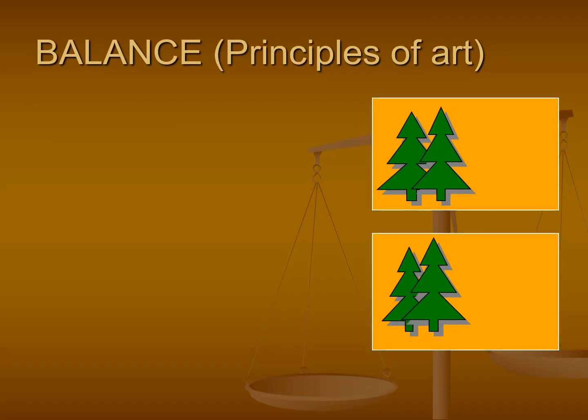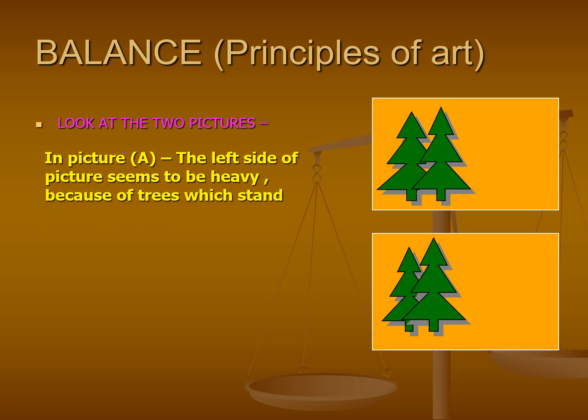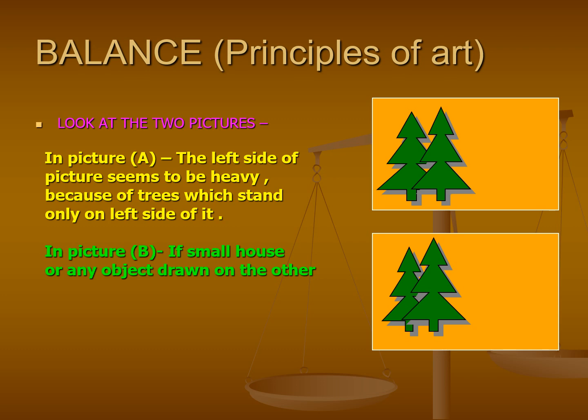Hello students. You have seen the two pictures. In picture A, the left side of the picture seems to be heavy because of trees which stand only on the left side of it. Now, in picture B, if a small house or any object is drawn on the other side of the large tree, it would give a sense of balance.